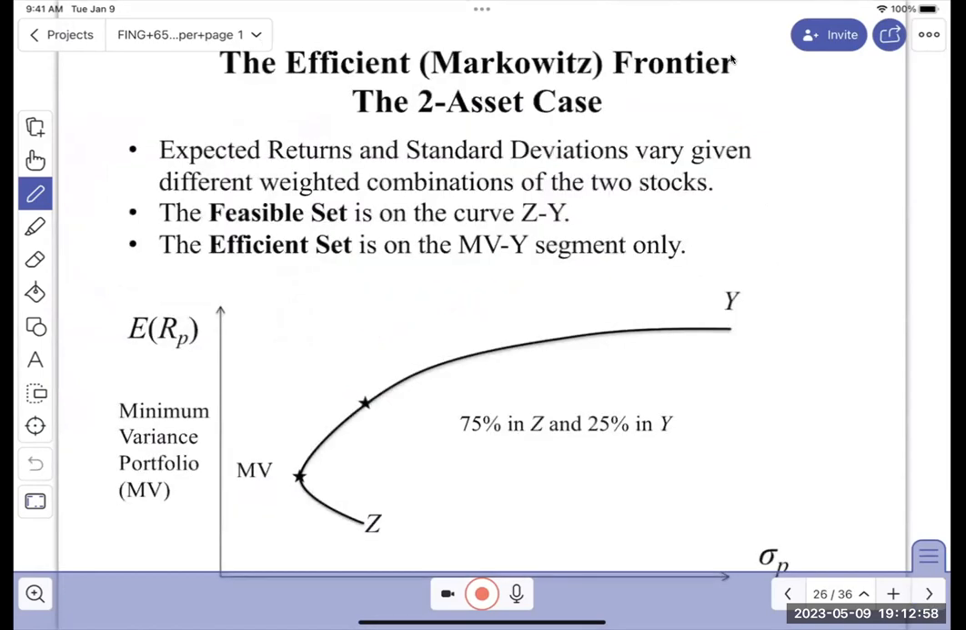All right, so what I've looked at are 2 assets at a time, and their combination in a portfolio. And I've described that the expected return and standard deviation will vary given different weighted combinations of the 2 stocks. The feasible set is the entire set of options, but the efficient set starts at the minimum variance portfolio. And that's that. So it would be important to find out what that is.